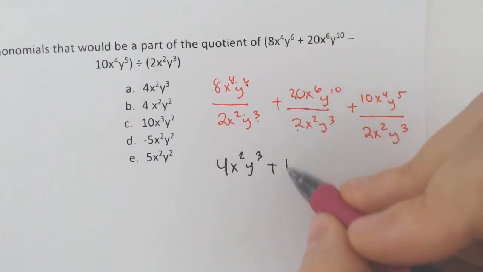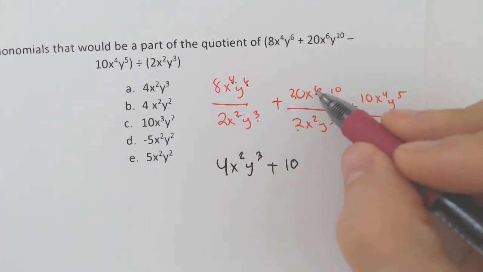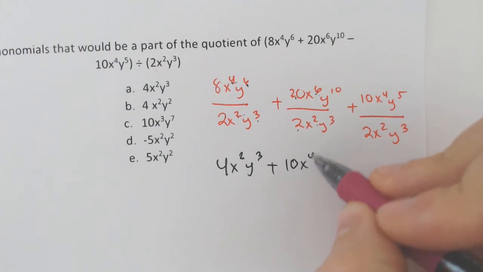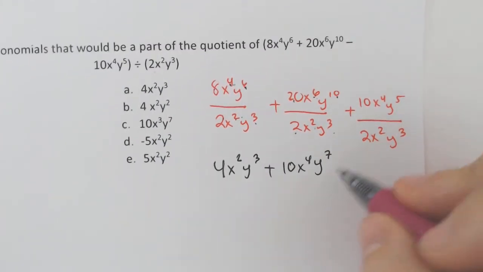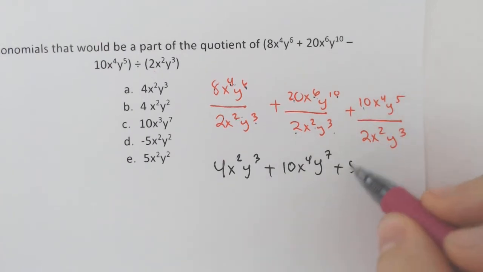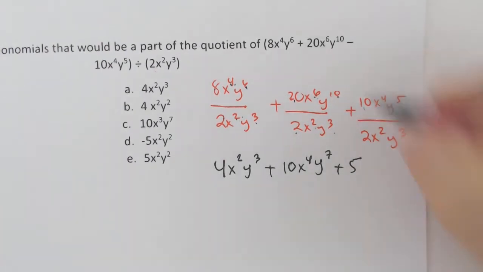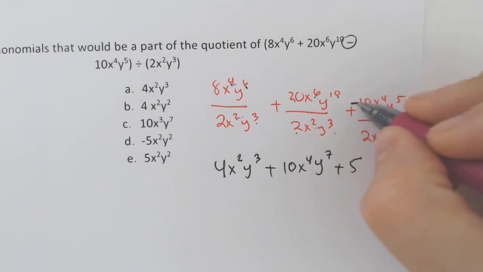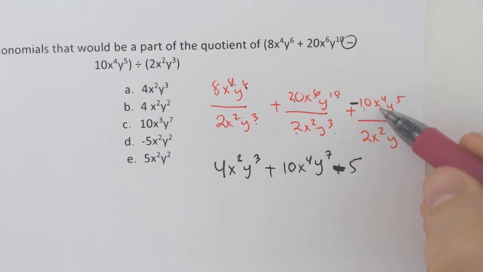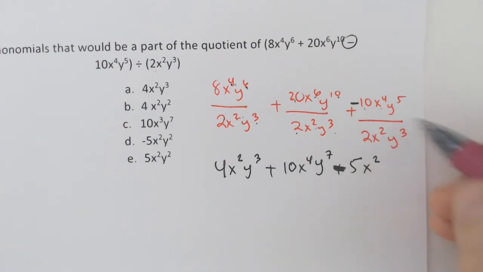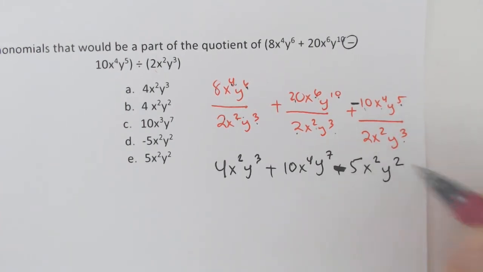20 divided by 2 is 10. X to the 6th take away 2, you get x to the 4th. 10 take away 3, you get y to the 7th. 10 divided by 2 is 5. Oh, whoa. It was a negative 10. Negative 10 divided by 2 is negative 5. 4 take away 2, you get x to the second. 5 take away 2, you get y to the second.